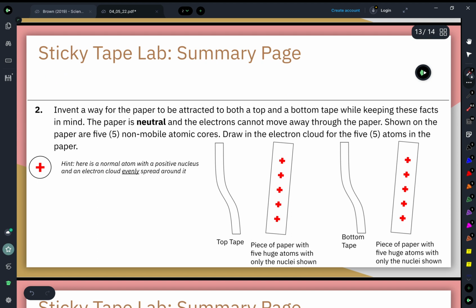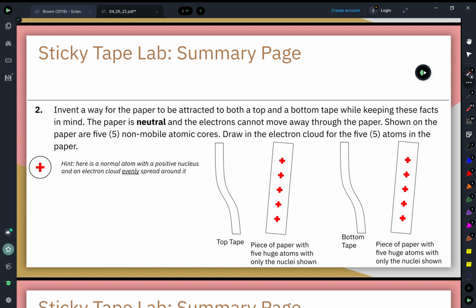Problem 2, you're trying to invent a way for the paper to be attracted to both a top and a bottom tape while keeping these facts in mind. The paper is neutral. We did not do anything to induce a charge. And the electrons, those negatively charged particles, cannot move through the paper. Shown on the paper are 5 non-mobile atomic cores. Draw in the electron cloud for the 5 atoms in the paper.